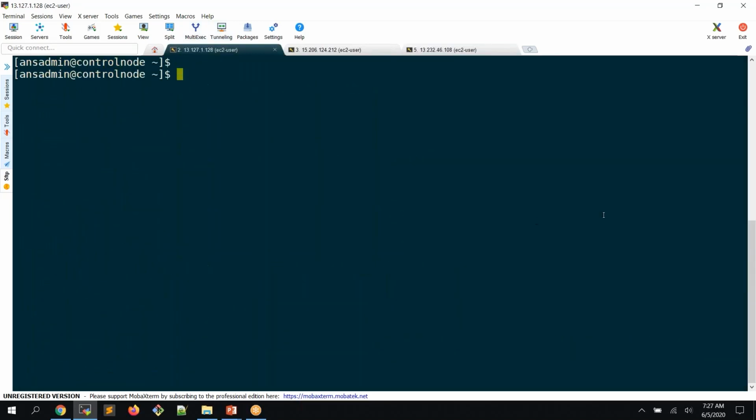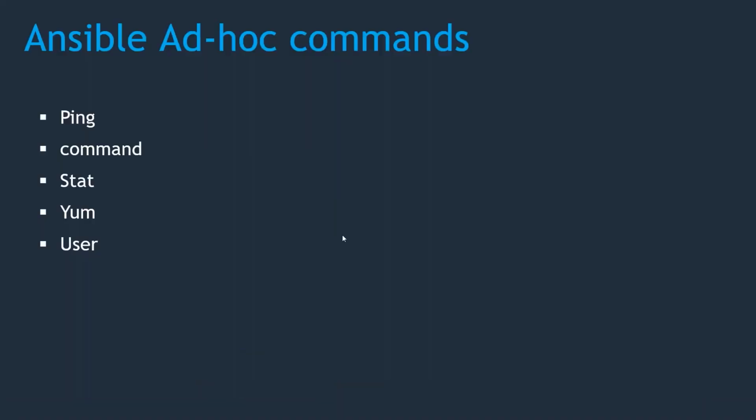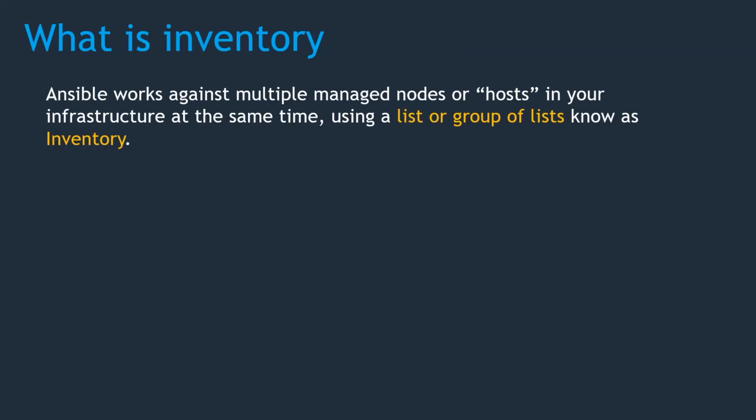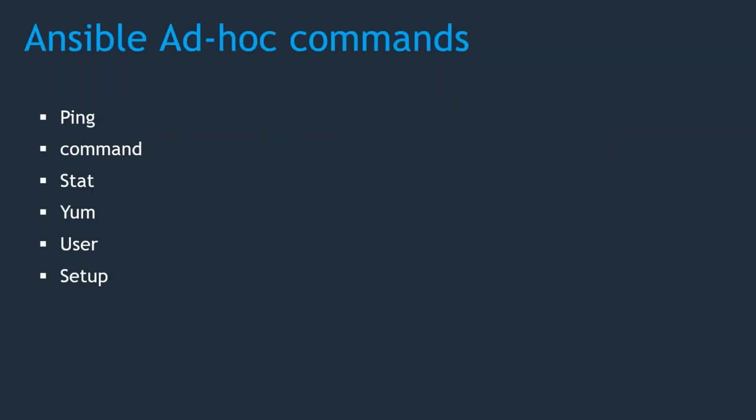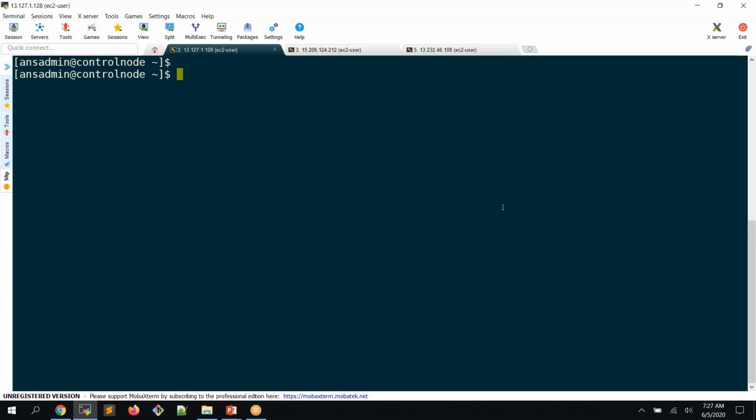So these are all what we call ad hoc commands, nothing but you execute them from the command line using the Ansible command. Is there any other module? Yeah, the setup module is there. Okay, the setup module is one of the important modules which we are going to use in later classes. So ansible all minus m setup. It doesn't expect any attributes at all. You just need to give ansible all minus m setup.